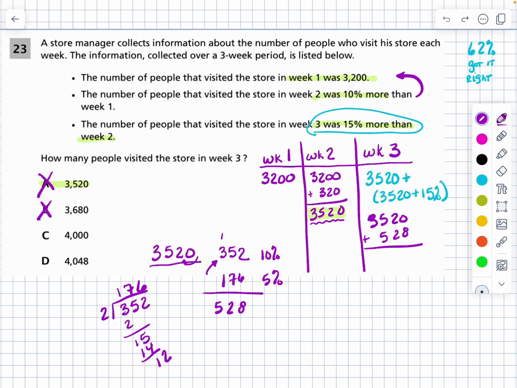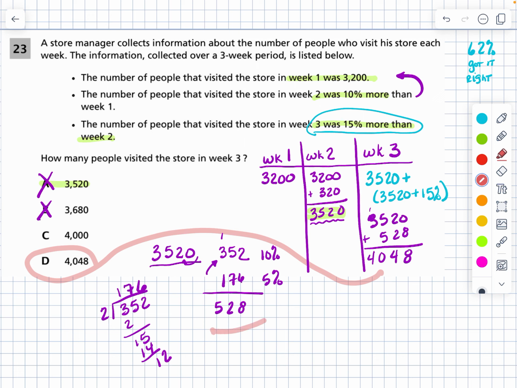So we're adding 8, 4, and 4. 4,048, which you can see right over here. That's answer choice D.